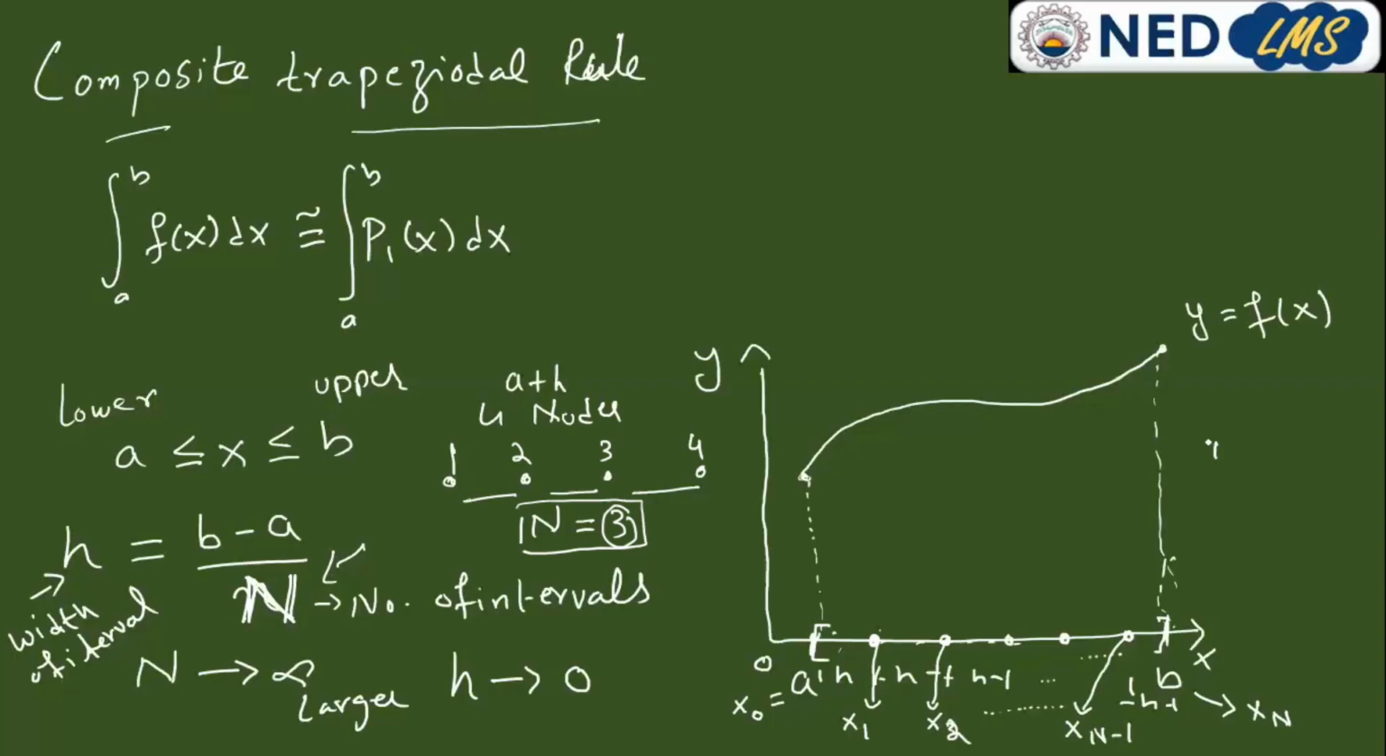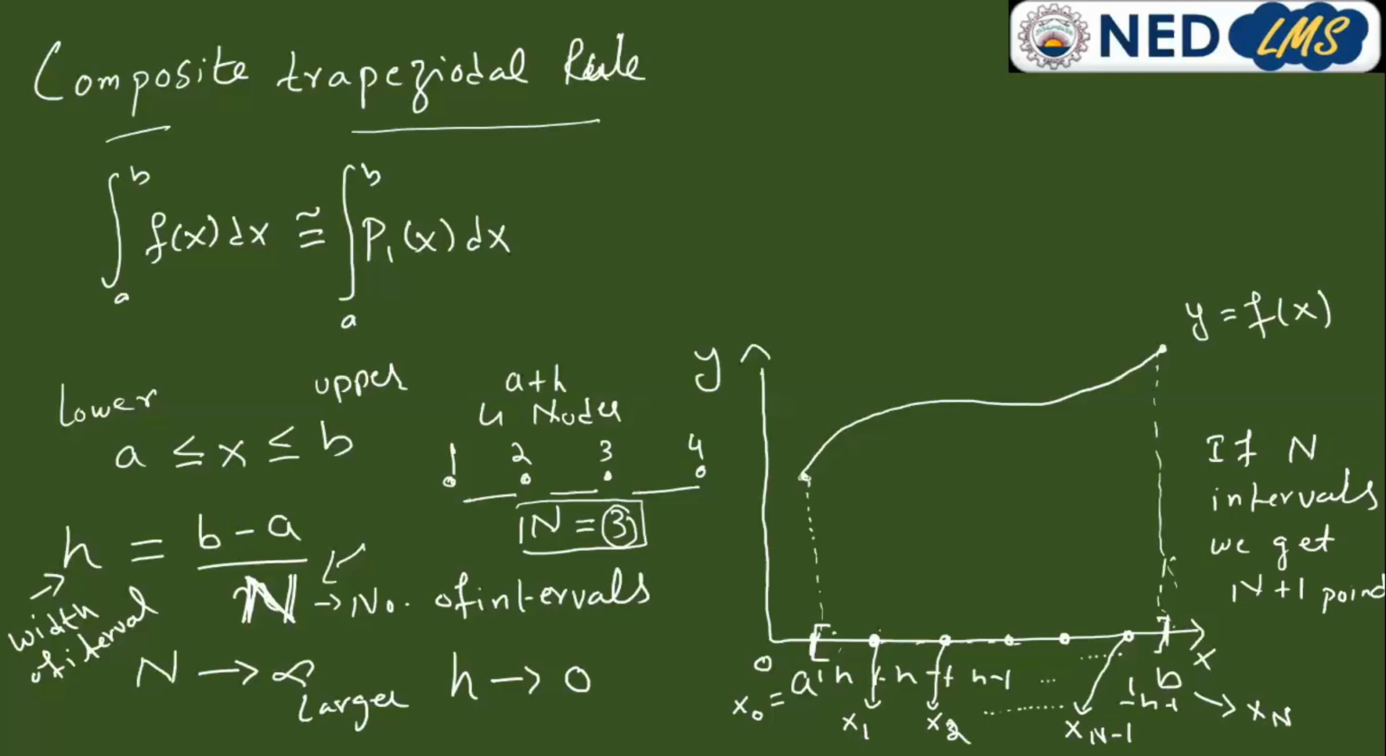Let me write down, if n intervals, we get n plus 1 points. So the question is, is the label correct? The first point I label, which is the lower limit as well, I call it x naught. The other points, which will be generated by adding h to a, are x1, x2, and the second last point is x subscript n minus 1. They are all subscripts. And the last point is xn. Is it correct?